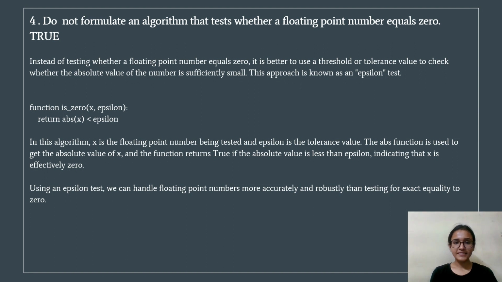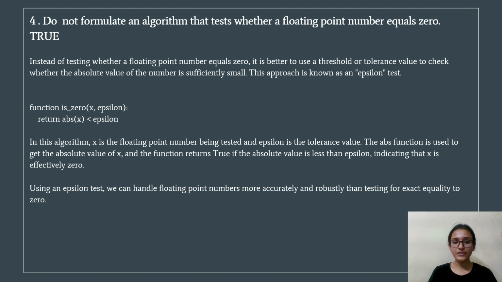So the fourth statement states that we should not formulate an algorithm that tests whether a floating point number equals 0. This statement is also true, as it is not recommended to formulate an algorithm that tests whether a floating point number is equal to 0, as floating point numbers are not exact and their values may be subject to rounding errors. Due to the limited precision of floating point arithmetic, it is difficult to represent certain numbers exactly, including 0. This means that even if two floating point numbers are mathematically equal to 0, their representation in the memory may differ due to rounding errors.